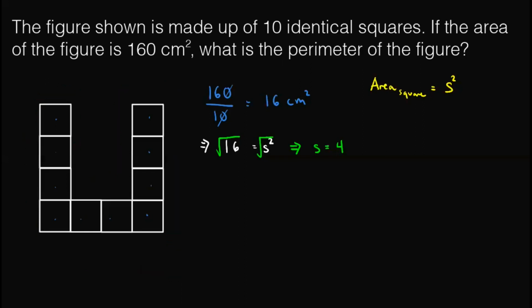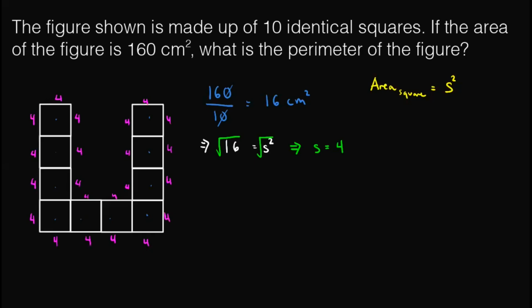And since we know that one side is equal to 4, we can simply put that on this figure. So we'll have 4 here, 4 here, 4 here, and then we continue the process on this side. So let's write 4, 4, 4, 4, and the last side right there.